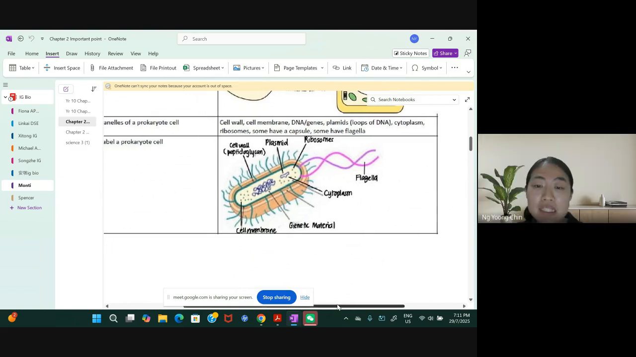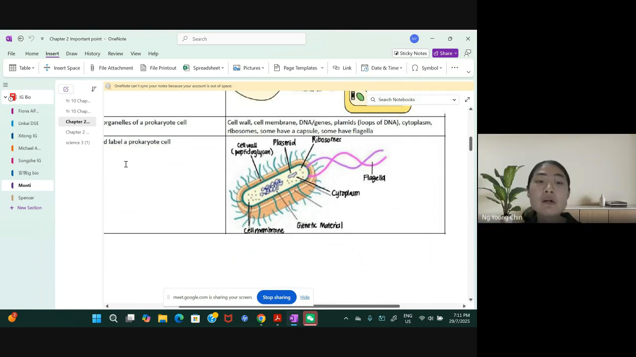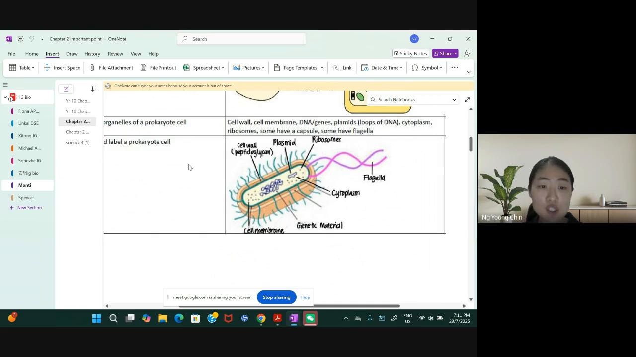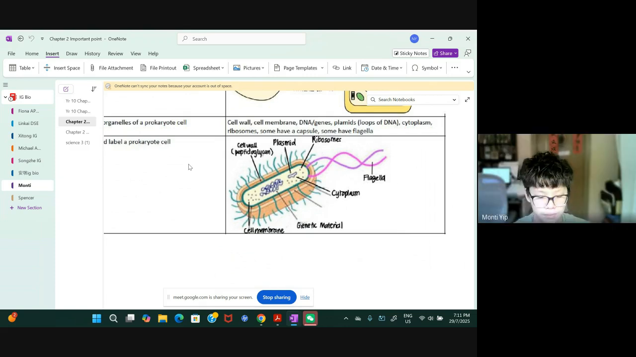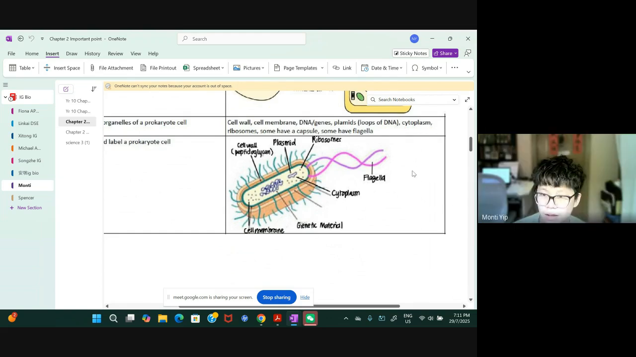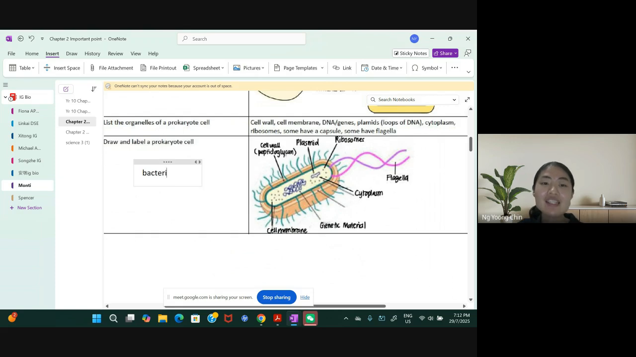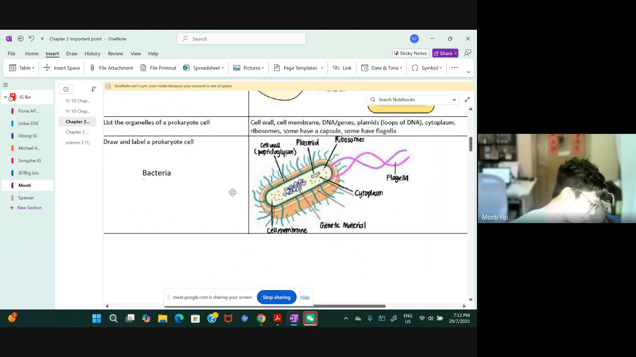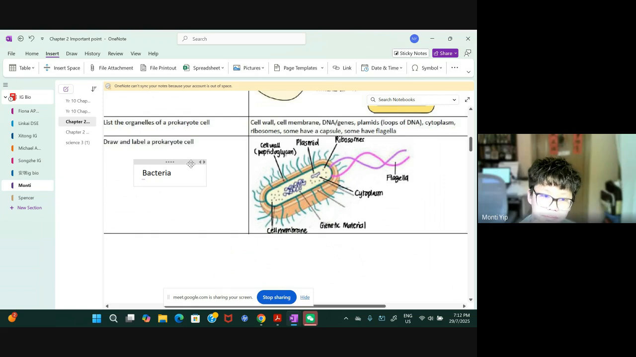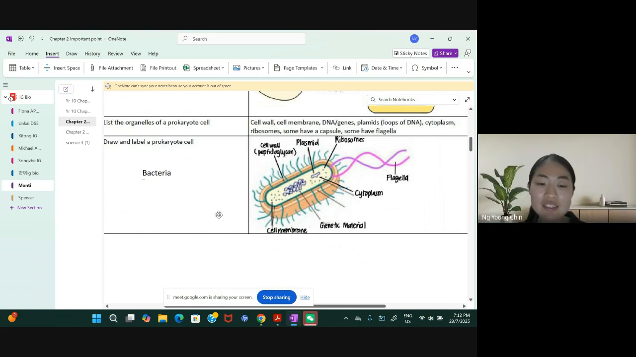So, Monty, give me an example of the prokaryote cell. I give you a choice: virus or bacteria. What do you think this looks like? Bacteria. Yes, it's bacteria, correct. Please remember that bacteria is the only kingdom classified under prokaryotes. Virus is not considered a living thing.